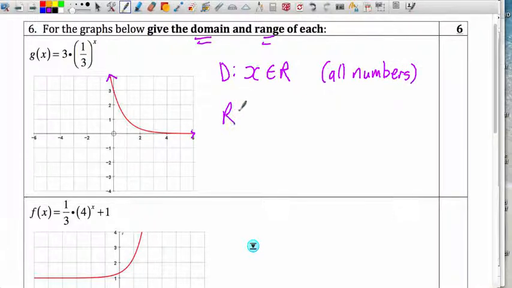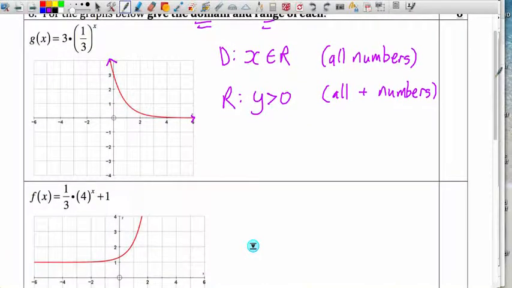For the range, which is the set of y values, in this case, hopefully you realize and recall that as the value of x increases, the value of this term decreases because it's a fraction. It's going to get smaller and smaller and smaller, and multiplying by 3 is not going to have a big effect on that. And so the range in this case is y greater than 0, or another way to say that, all positive numbers. Okay, and that's our domain and range for an exponential function.